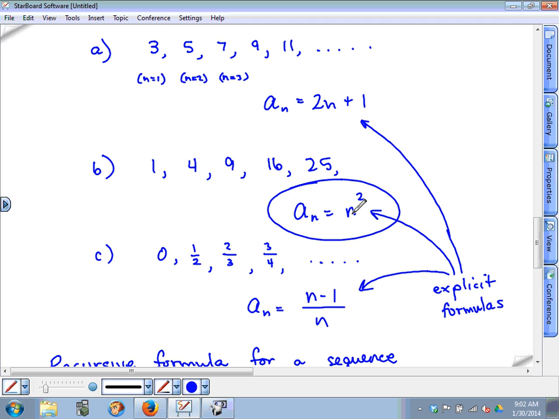If I wanted the 10th term of that sequence, how would you figure it out? You plug in a 10, you square it, you get 100. If I wanted the 45th term, how would you find that out? You plug in 45 and square it. The explicit formulas will tell you any term you wanted just by plugging in that n value.